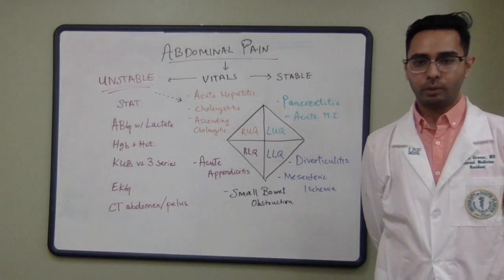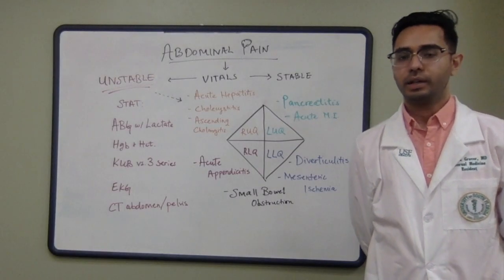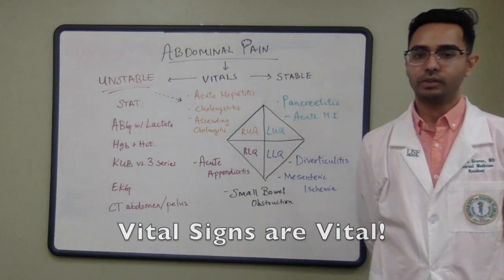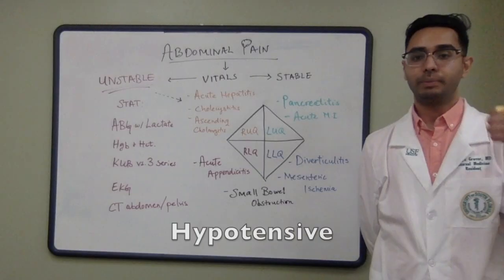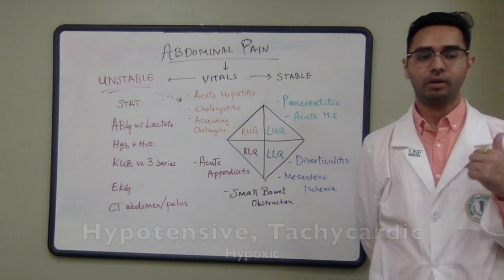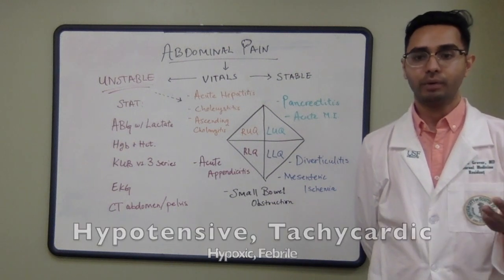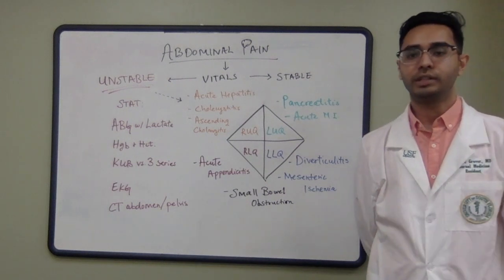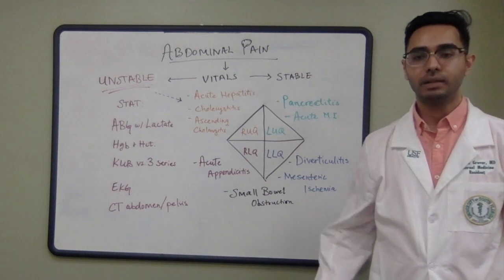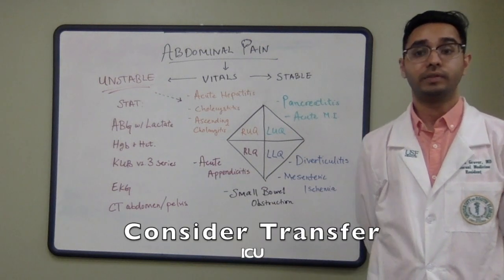When you're called for abdominal pain overnight on any patient, it's imperative to know what the vital signs are. Is the patient now hypotensive? Are they tachycardic? Are they hypoxic? Are they febrile? Are they confused? If this is the case, you want to let your senior know because this patient may need to be transferred to a higher level of care, like the MICU.